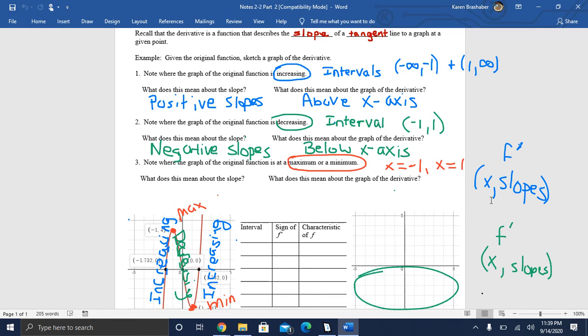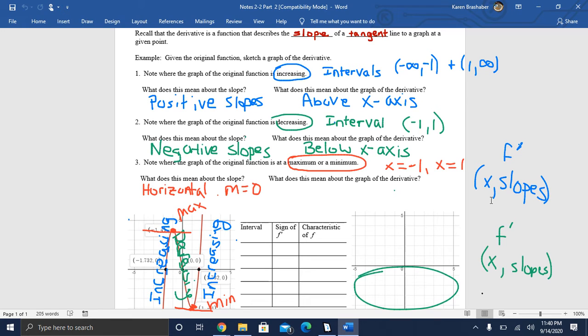Well, what does this mean about the slope? If I were to draw a tangent line at the maximum or at the minimum, the line would be horizontal. Now, that doesn't answer my question, but it does help me answer the question. I would have a horizontal tangent, and so I actually know the slope. The slope of a horizontal line is 0.